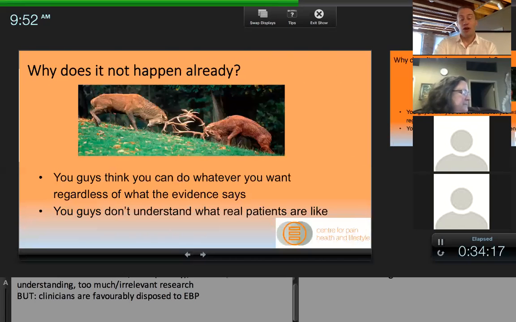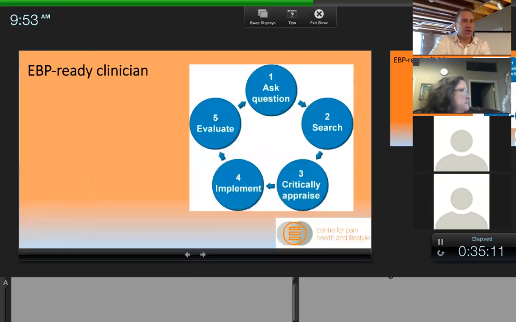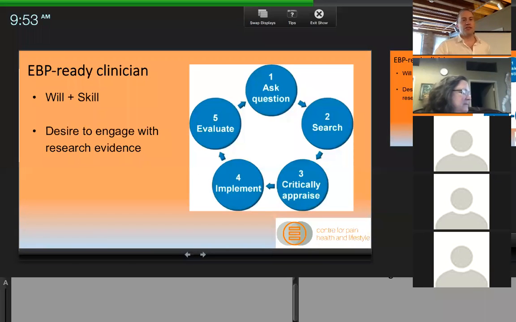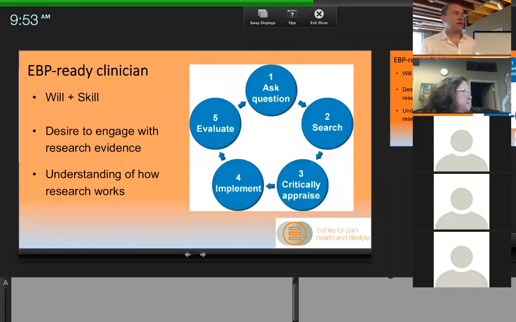That's just a view that I have anyway, and I think the solution to it is more things like this. All right, so if you want to be a clinician that engages in EBP, what do you need? I like to think about it in terms of will and skill. You need that desire to engage with research. So you need to want to do it. If you don't want to do it, it's not going to happen. And you need this set of skills, which is about understanding how research works.